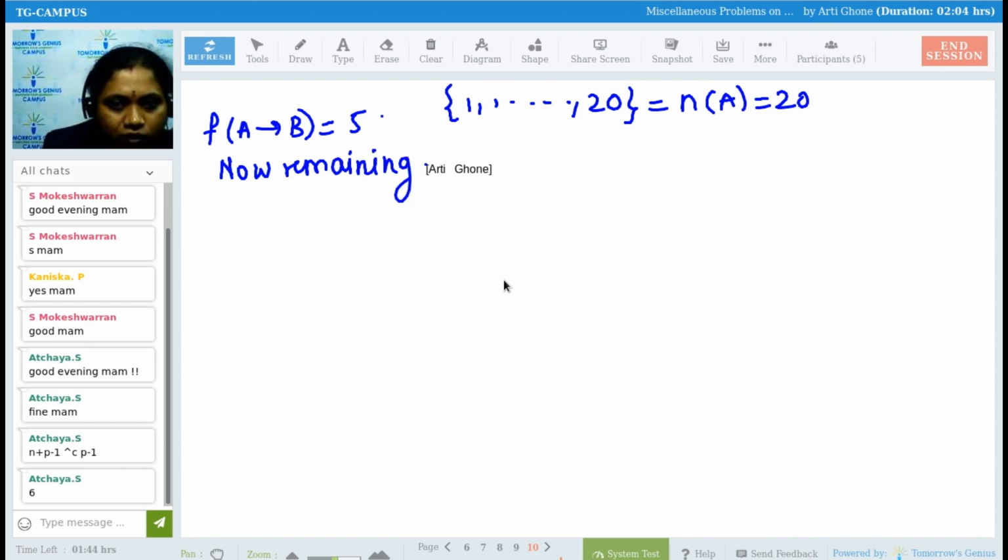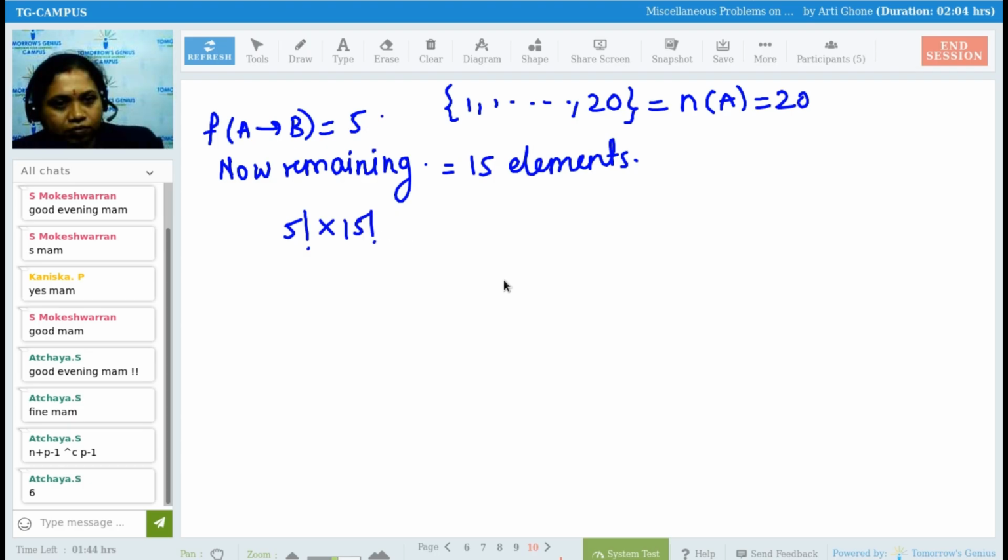Okay, 15 elements. So 5 elements will be connected with the bijections, 5 factorial, into 15 elements. So it is 15 factorial. Clear? Yes or no?